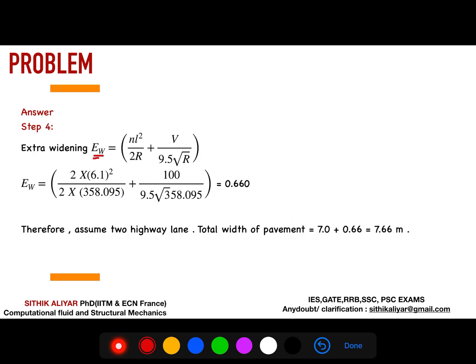Extra widening, nL square by 2R plus V by 9.5 root R. This was the fourth finding they asked you. 2 into 2 is the number of lanes, L is 6.1, radius is 358 meter, 100 divided by 9.5 root 358 is 0.66 meter. So adding 7 meter plus 0.66 will give you 7.66 meter.